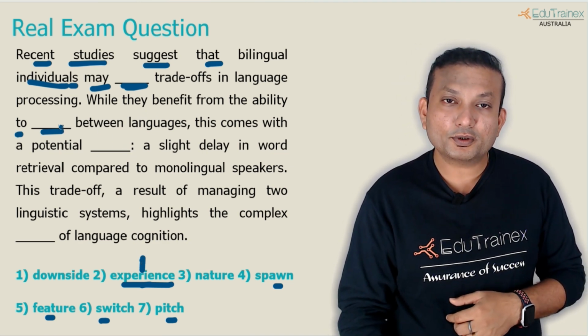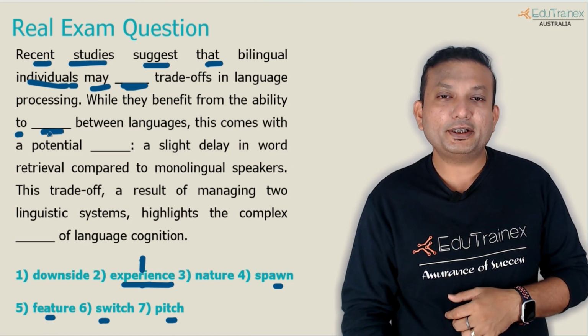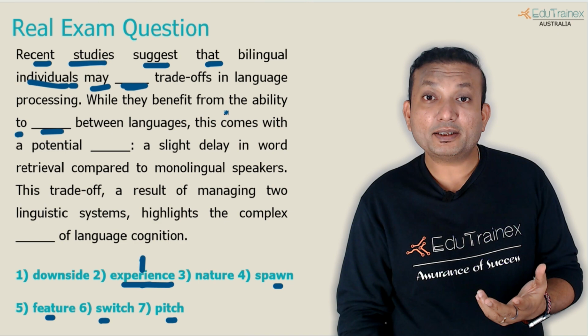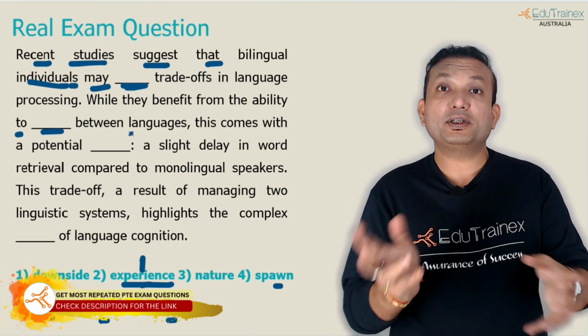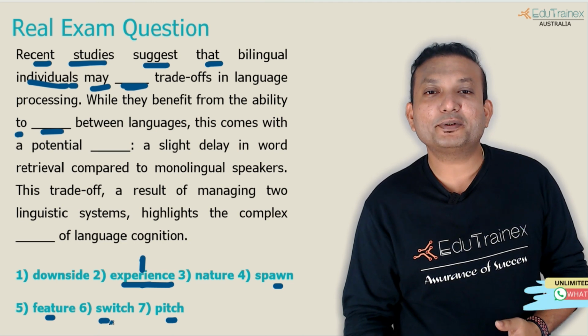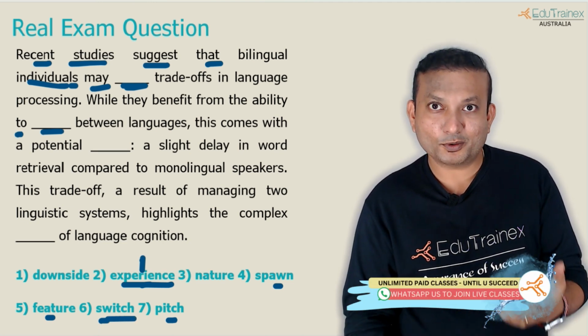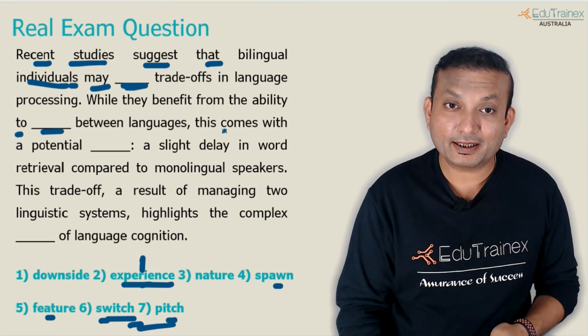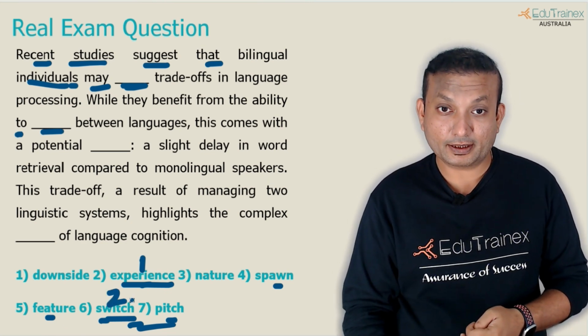Second one, we also know that we need a verb 1 over here. As I told you, we already used one verb 1. There are other verbs as well. While they benefit from the ability to dash between languages, back and forth, what are we doing? We are switching between the languages. So we know that switch is already a verb 1, and because it is making sense contextually, you can select it as an answer. So this one becomes the second answer.